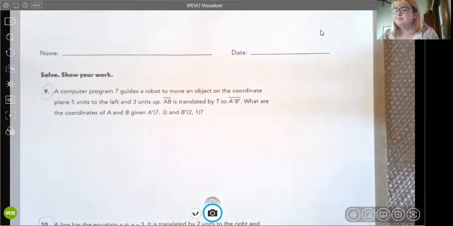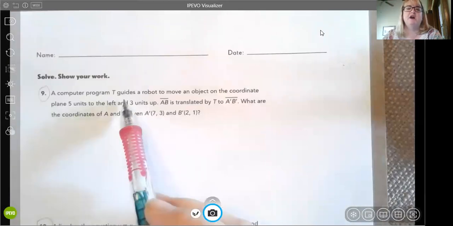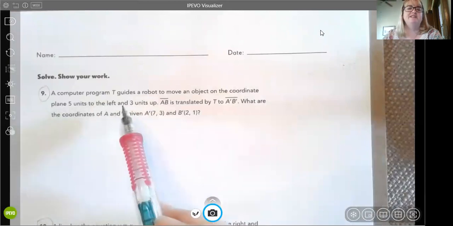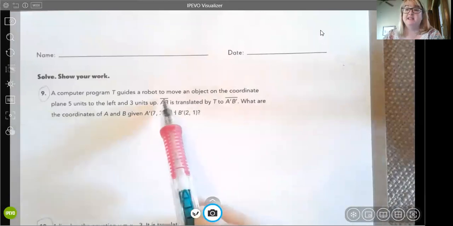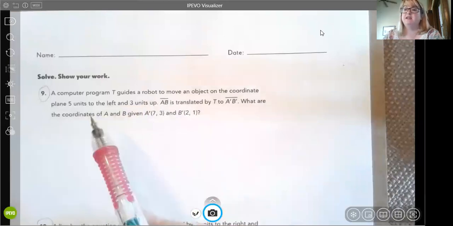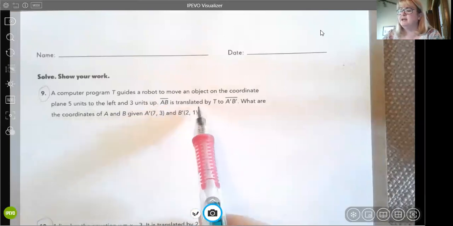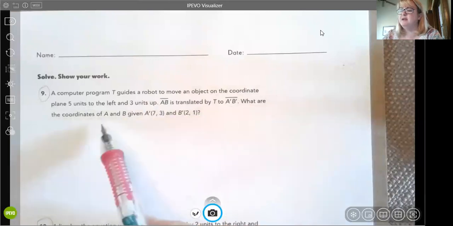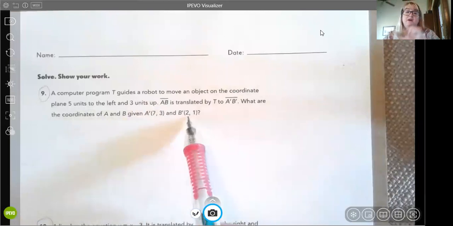Let's look at 9. 9 says a computer program T guides a robot to move an object on the coordinate plane 5 units to the left and 3 units up. This little symbol above here means line segment, and a line segment is 2 points connected by a line. So line segment AB is translated by T to A prime, B prime. What are the coordinates of A and B given A prime and B prime? And then they tell us A prime is 7, 3, B prime is 2, 1.